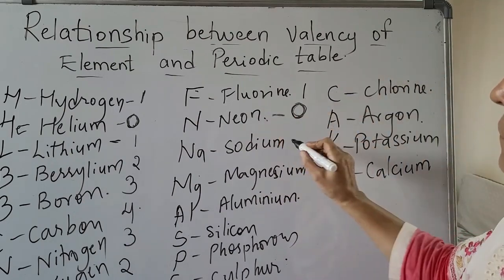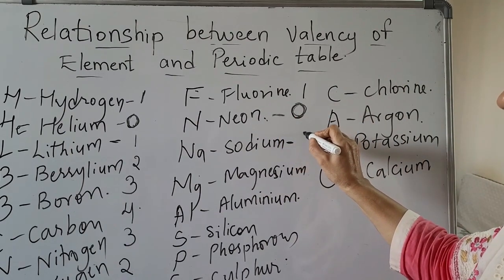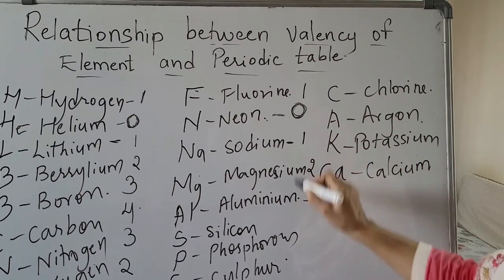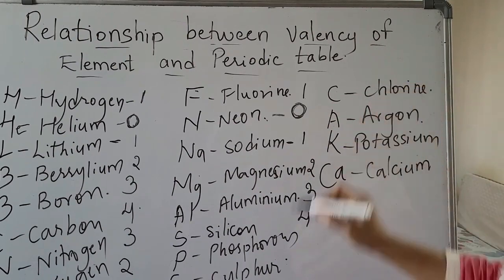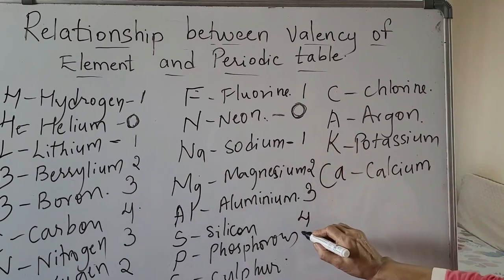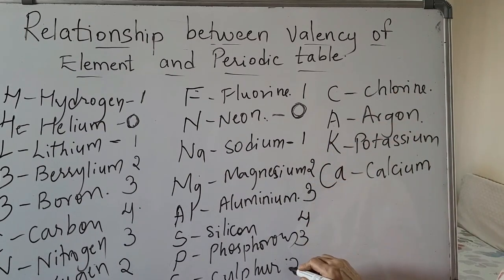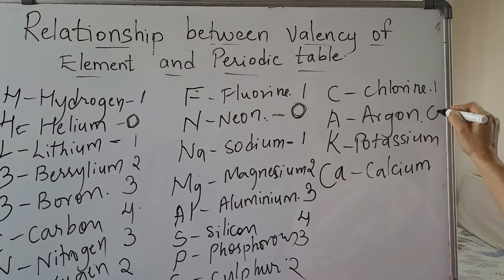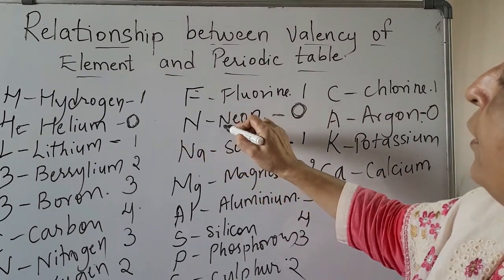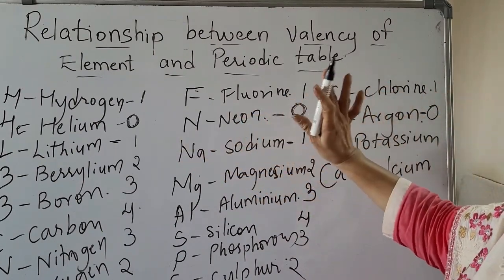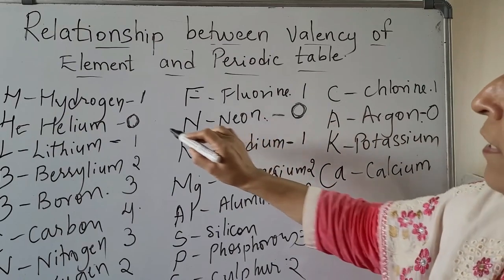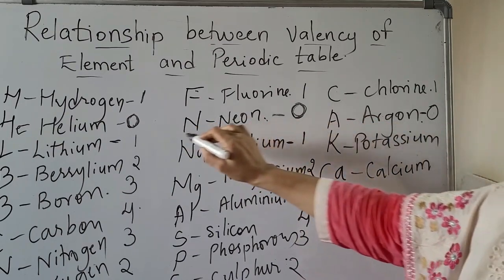Helium, neon. Now, sodium valency is 1. Magnesium, it is 2. Aluminium, it is 3. Silicon, it is 4. Now, here again, after 4, it will be 3, 2, 1, 0. Now, even argon is a noble gas. Helium, neon, argon: they are noble gases, they don't want to react because their valency is 0. Since the valency is 0, they do not react.